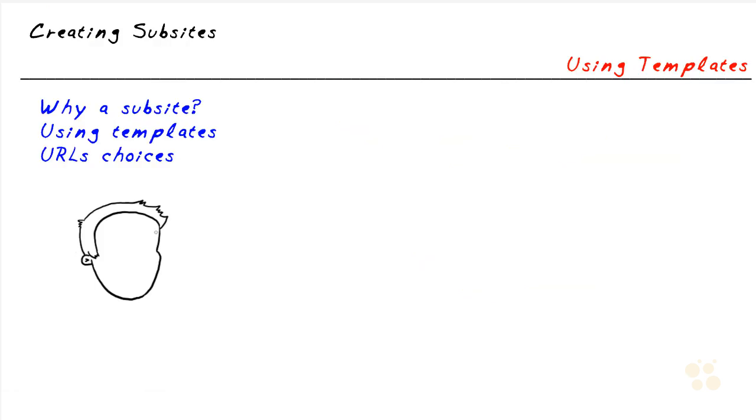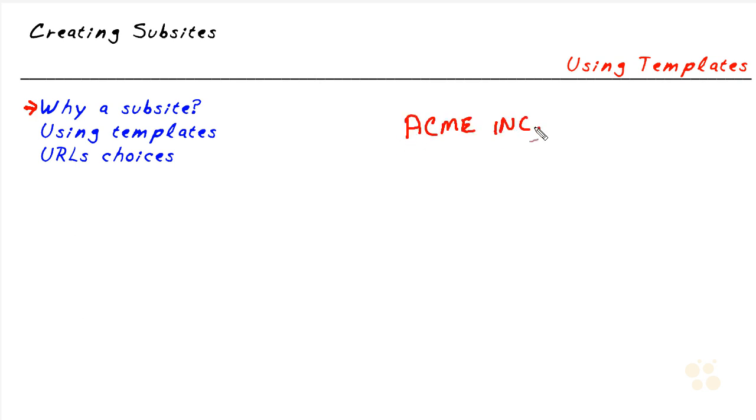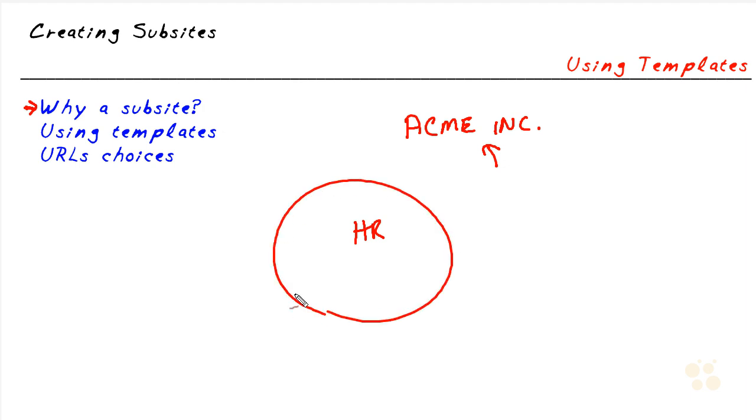So let's begin with the age-old question of why. Why would we want to create a subsite? We have a top-level site for Acme Inc. And we know we can create multiple pages for a site. In our previous nugget, we created a second page for the Acme Inc. website. And so if we have an organization such as HR, we could just create a page or pages for HR, or we could have HR be its own separate sub-site in our site collection.